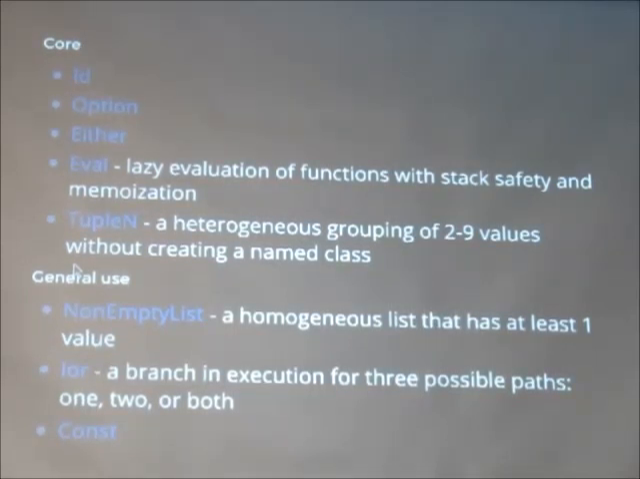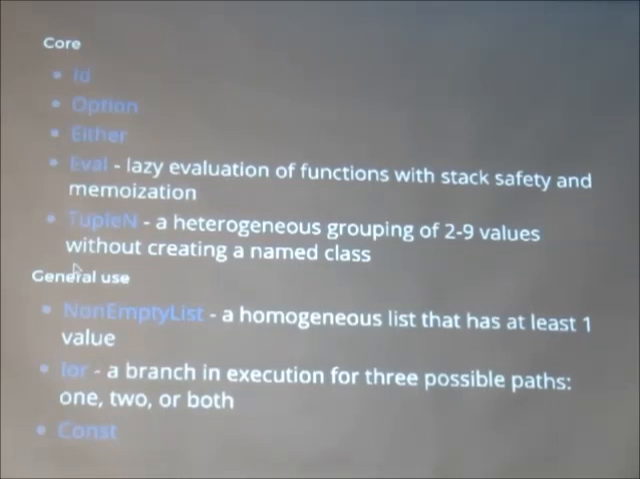So the core data types are like ID. ID is essentially just a dummy wrapper monad. It doesn't really do much. Option, either, we spoke about those. Eval is an interesting one. It basically creates a lazily evaluated function of your functions and adds memoization to it. The great thing with functional programming is if you're working with pure functions, then you can memoize the return values. Tuple n is exactly what you think it is. There's not much to describe there.